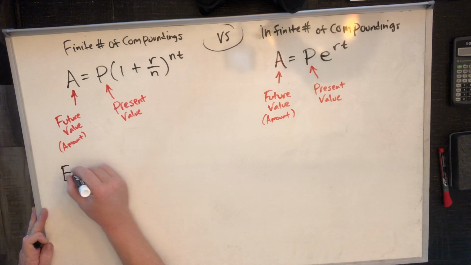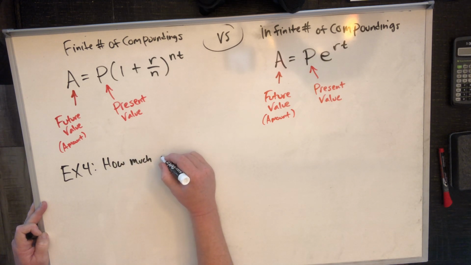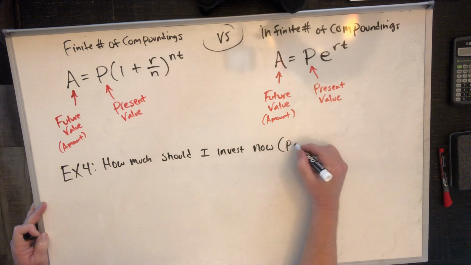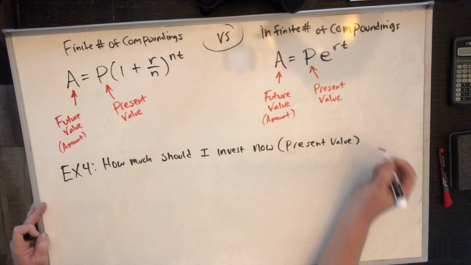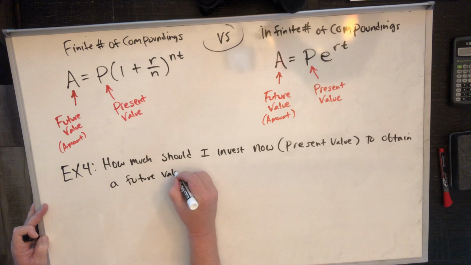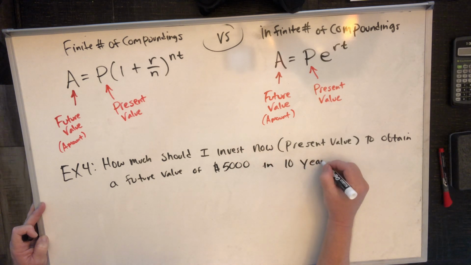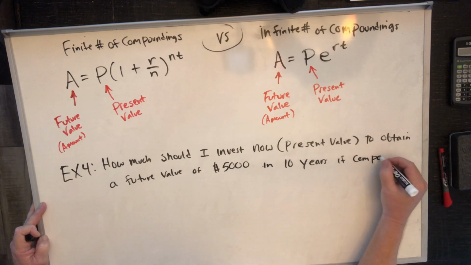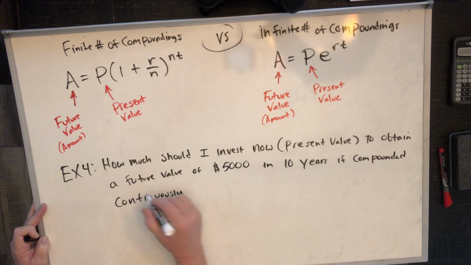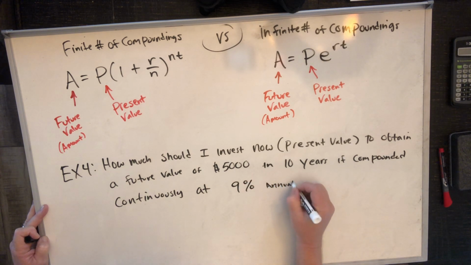So example 4, how much should I invest now, that's the present value, to obtain a future value of $5,000 in 10 years if compounded continuously at 9% annual interest.